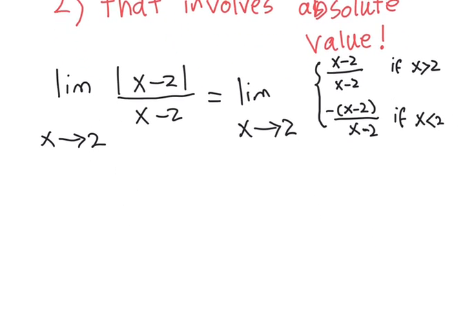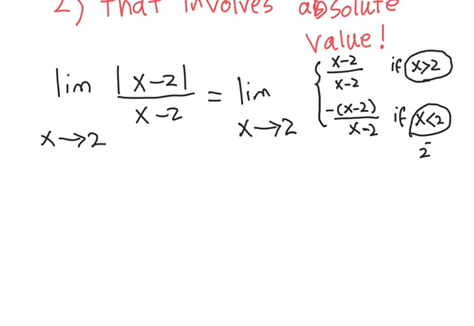But how can we calculate this limit? We can calculate left and right side limits. So the second rule gives the left hand side limit because it's less than 2, and the first rule gives us the right hand side limit because it's x more than 2. Okay, let's calculate the limit from the right side. It is x minus 2 over x minus 2 as x goes to 2 from the right side, so it is equal to 1.